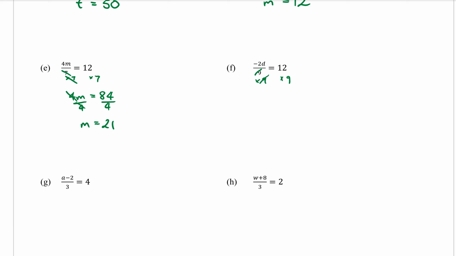So 9 times 12 is 108. So we have minus 2D equals 108. Now, common mistake is as soon as people see a minus sign, they think, oh, I've got to add something. But when the minus 2 is next to a D, they are times together. And the opposite is going to be to divide by negative 2. You can divide by negative numbers. Okay? So 108 divided by negative 2 makes negative 54.